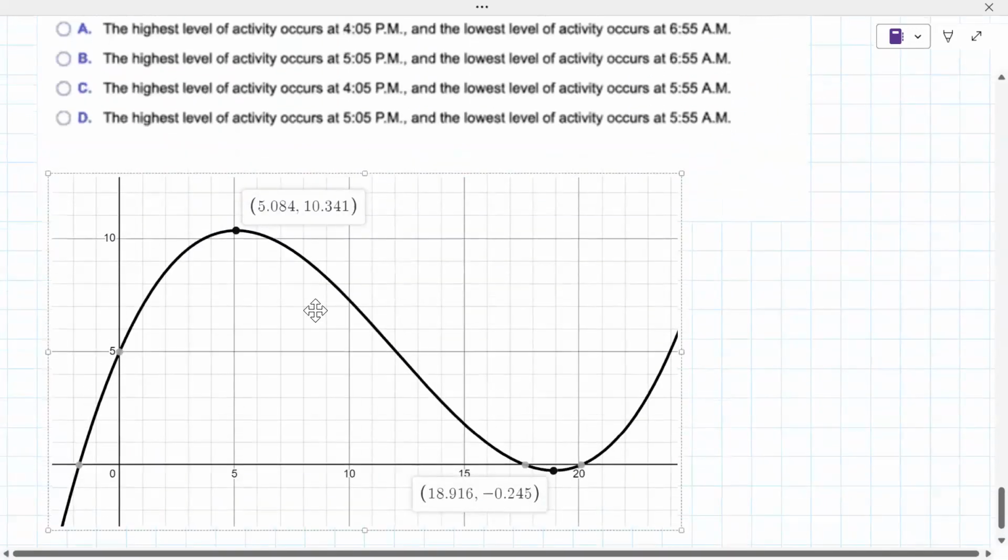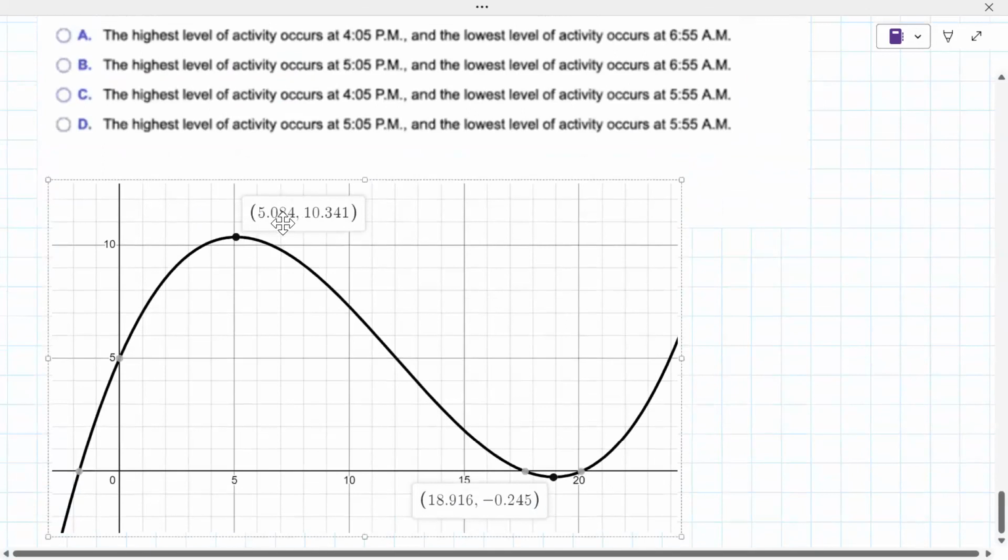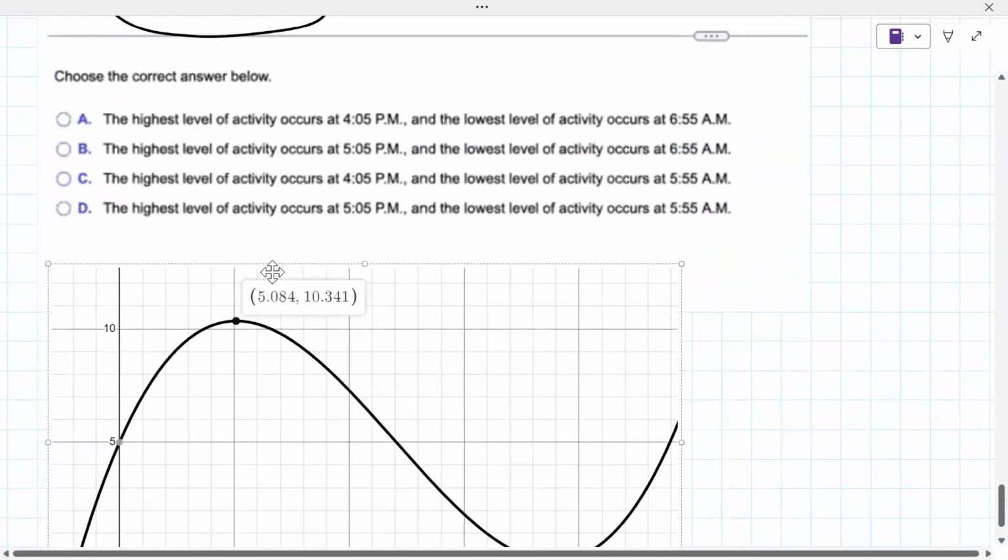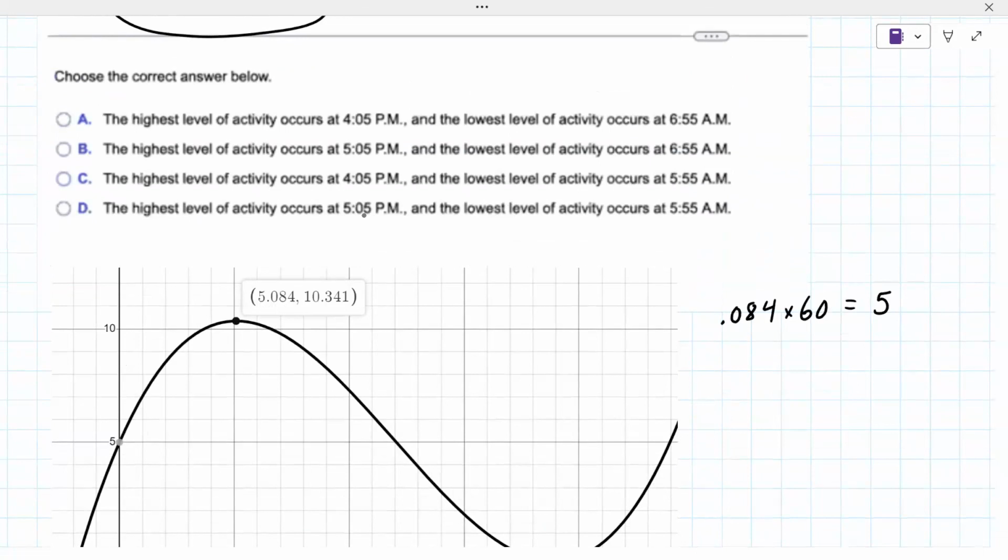So you can see that it reaches its peak at 5.084. The thing that's probably uncomfortable is that we're using decimals and this is in time. So if you take 0.084 and multiply it by 60, you should get 5 minutes. So this right here corresponds to 5:05. And that gets you down to the two answers.